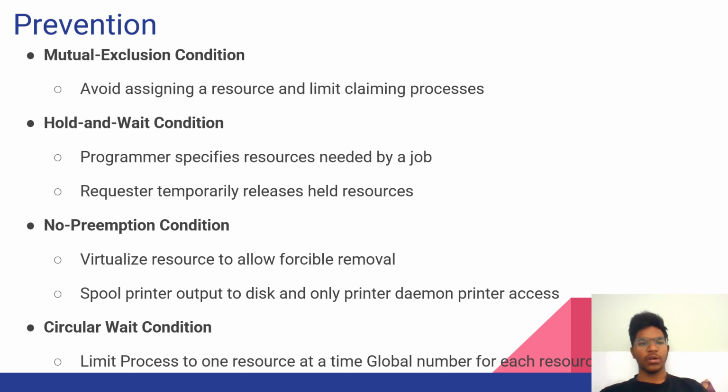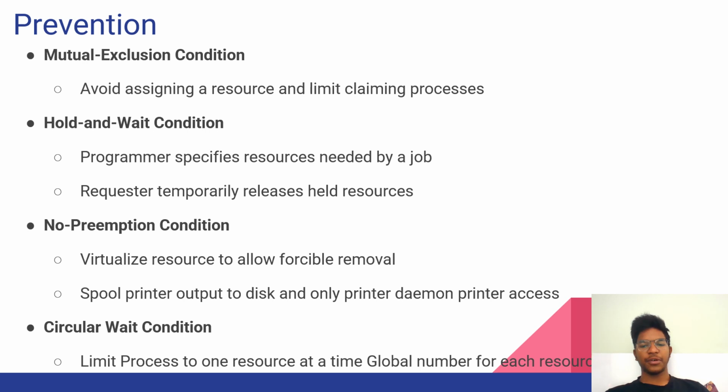How to prevent the deadlock? Now we are going to discuss about it. Mutual exclusion condition: avoid assigning a resource and limit claiming processes. Hold and wait condition: program specifies resources needed by a job; requested, temporarily releases held resources. No preemption condition: virtualize resource to allow forceful removal.